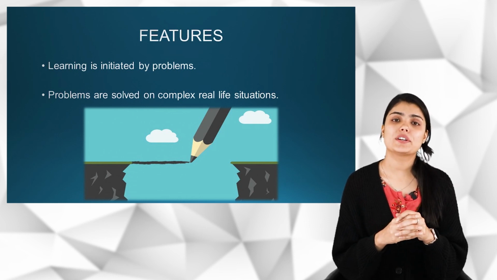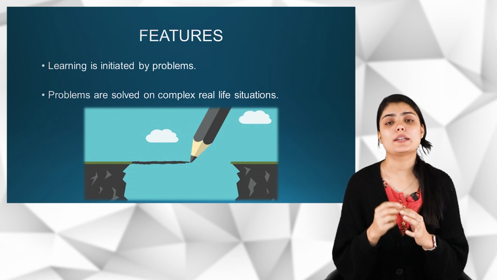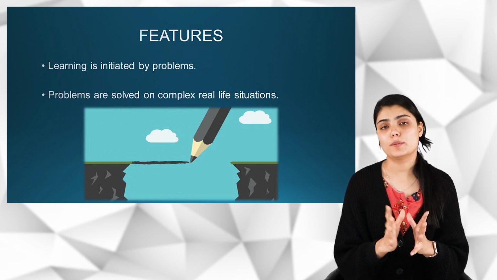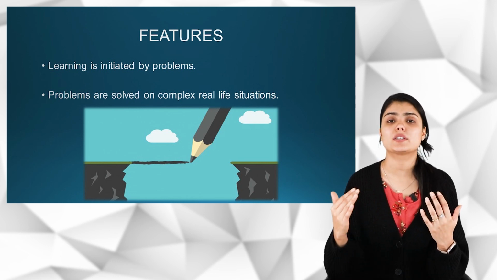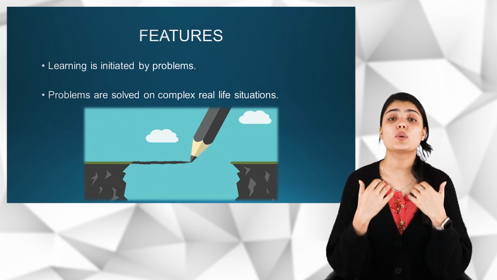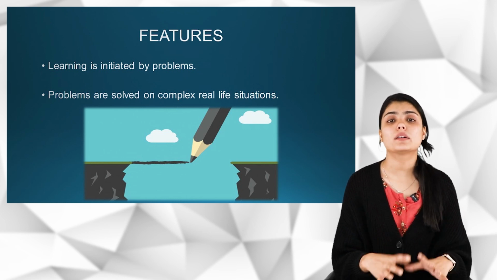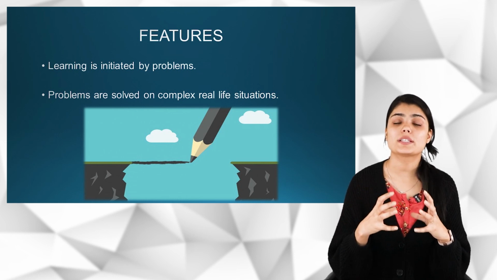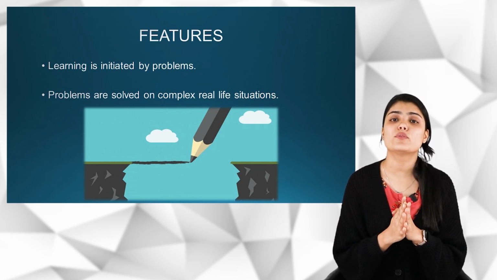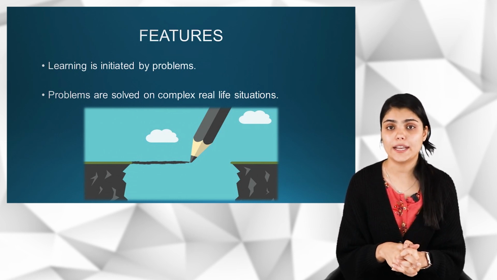The first feature is learning is initiated by the presence of the problem. So from the beginning, from the term itself, we can understand it is problem-based learning. So for us to actually learn the process, we need a problem. So the learning is entirely initiated by the presence of the problem, which is the first feature of problem-based learning.